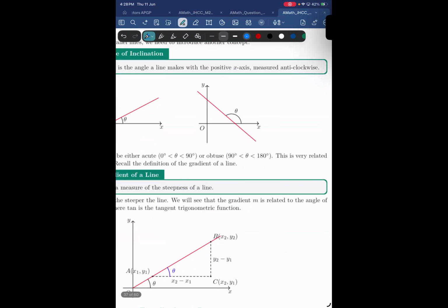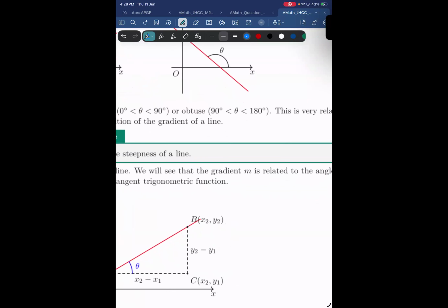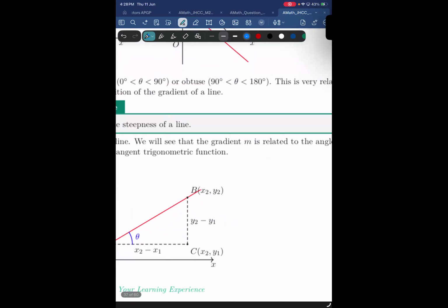So what is this gradient, and how is it related to this angle of inclination? Actually, it's related to the angle of inclination. For gradient we usually use the letter m to denote it. So m equals tangent theta, where tangent is a trig function, the one we just used, right? Why is that so? Okay, so tangent.